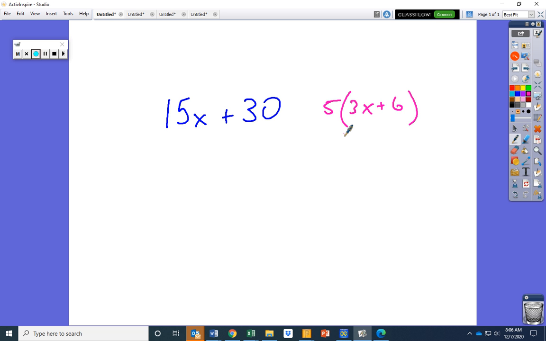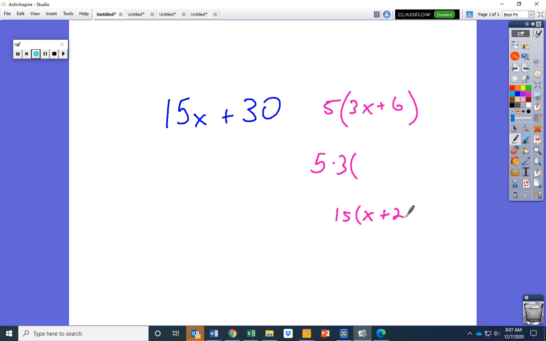Now, the problem here is I have something that can go into both of these, don't I? What goes into both 3x and 6? 3. So if I take a 3, 3 times what? Oops, sorry, I have a 5 out here already. But what's the thing that goes into both of these times 3? So I take a 3 out of that. What is 5 times 3? So now I have 15 out here. 15 times what goes back to this? 15 times what gives me 15x? X. And 15 times what gives me positive 30?